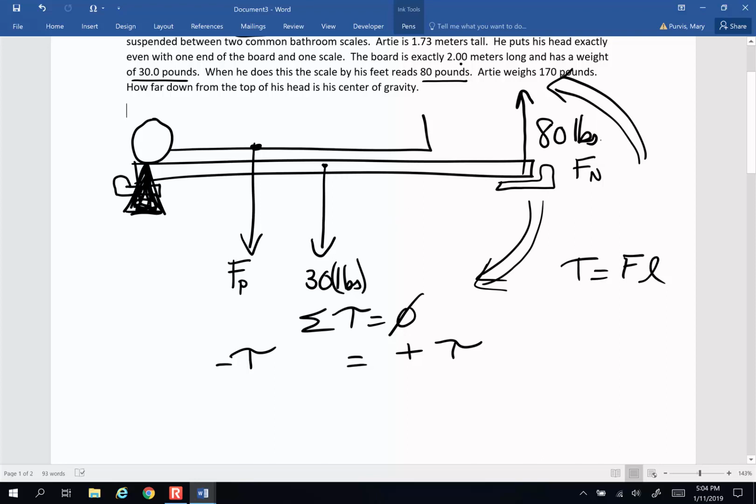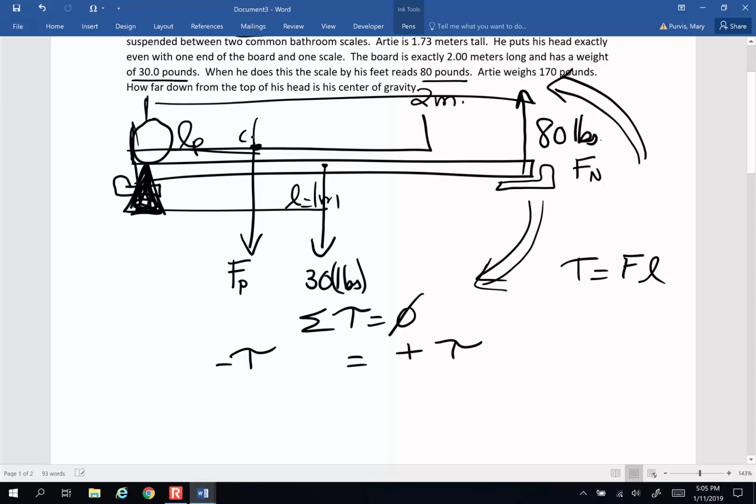The board itself is 2 meters long, so I know this normal force down here is directed 2 meters from my pivot. The weight of the board is going to be in the geometric center of the board. If the board is 2 meters long, what's the lever arm to the center? So the lever arm here is going to be 1 meter. And what I want to know is the lever arm of the person. I want to know how far from the top of this person's head to their CG. And it's going to be sort of in the middle-ish part of their body. So let's go ahead and do this.